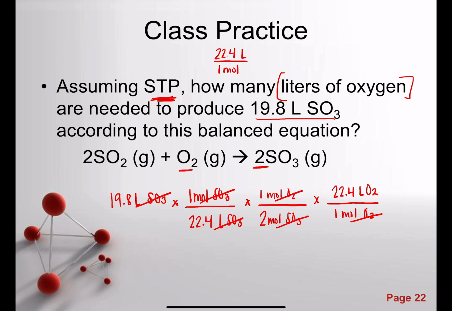So I'll put this in my calculator, 19.8. Now, I'm also going to mark out 22.4 because it appears top and bottom, and you can do that. Otherwise all you're doing is multiplying by 22.4 and dividing by 22.4. So then really all I have is 19.8 divided by 2. But if you forget to do that, it's no problem. It'll still work out the same. But you should get 9.9 liters of O2. And that should be how you work that one.